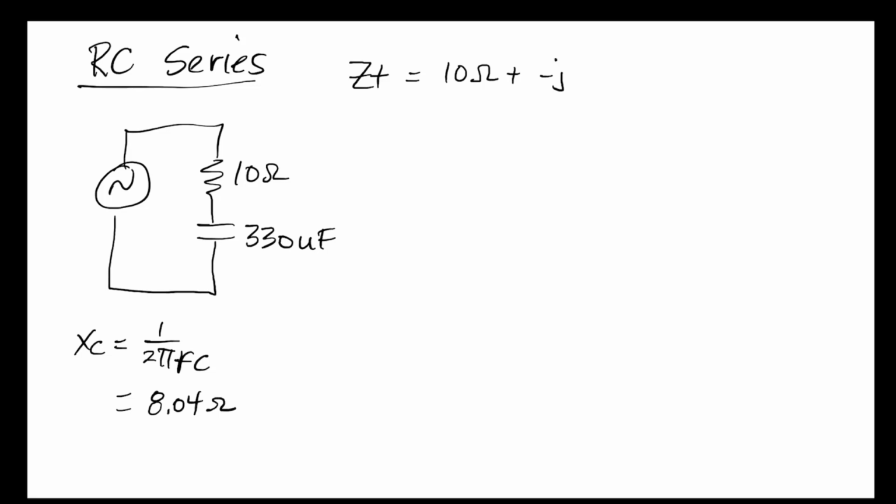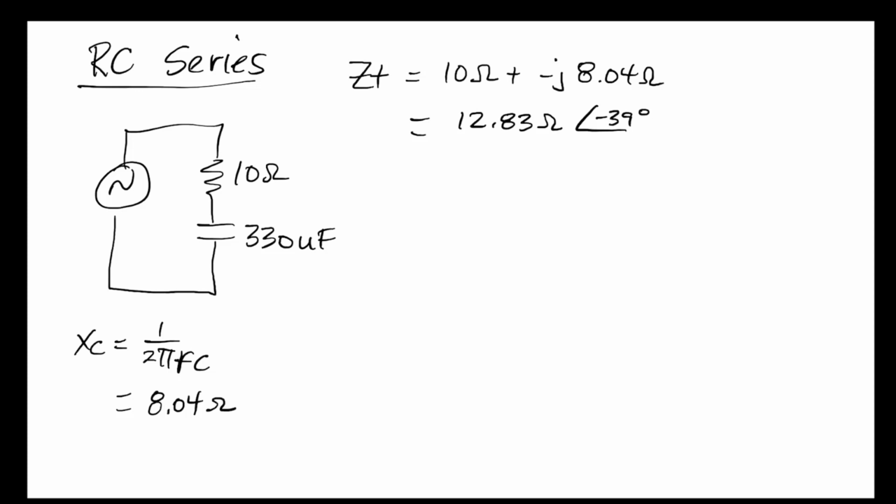So if that's my minus J component to my impedance, I would put 8.04 ohms in here. Okay, so I can convert that directly to its polar value. And if I do that as a polar value, that would be 12.83 ohms at an angle of minus 39 degrees. Now, what does that look like as an impedance triangle then?